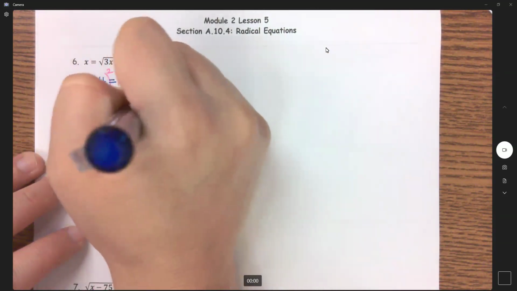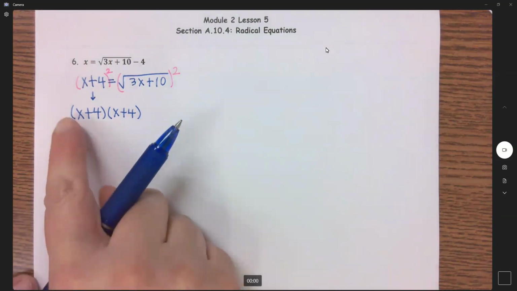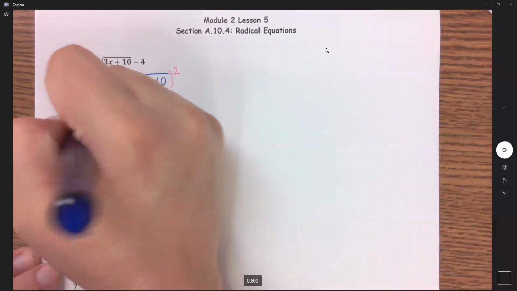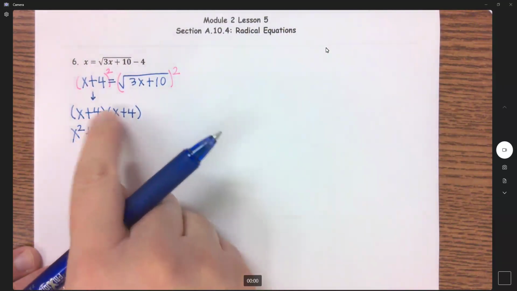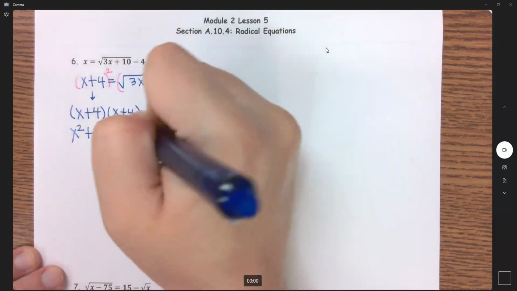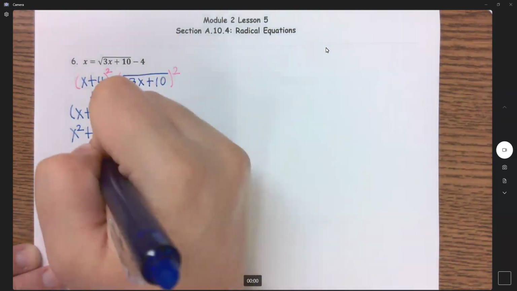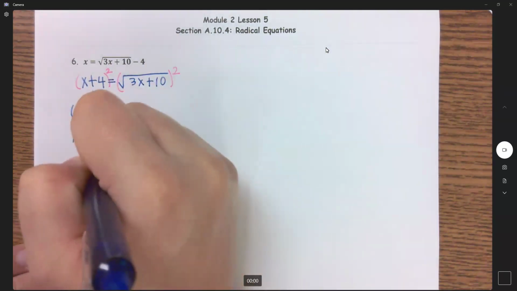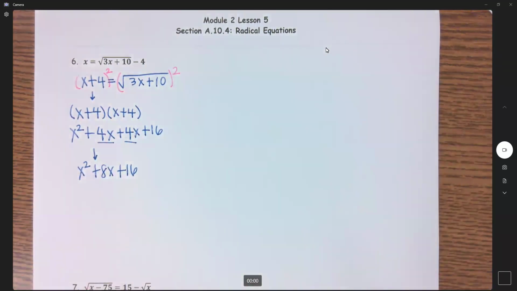This is x plus 4 times x plus 4, and now FOIL. So your first is x times x. Your outer is x times 4. Then we'll have inner 4 times x. And then last 4 times 4. Combine your like terms. And so this is x squared plus 8x plus 16.